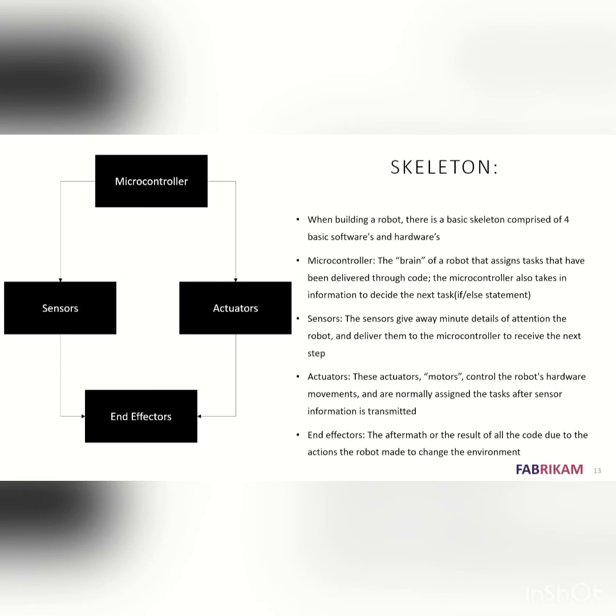So now sensors. Sensors are more like how you feel, like you smell, sight, hearing, taste, and touch. All of those. So the sensors give minute details of attention to the robot and deliver them to the microcontroller to receive the next step. So basically they're feeding information from the sensors all the way to the microcontroller to see what's next.